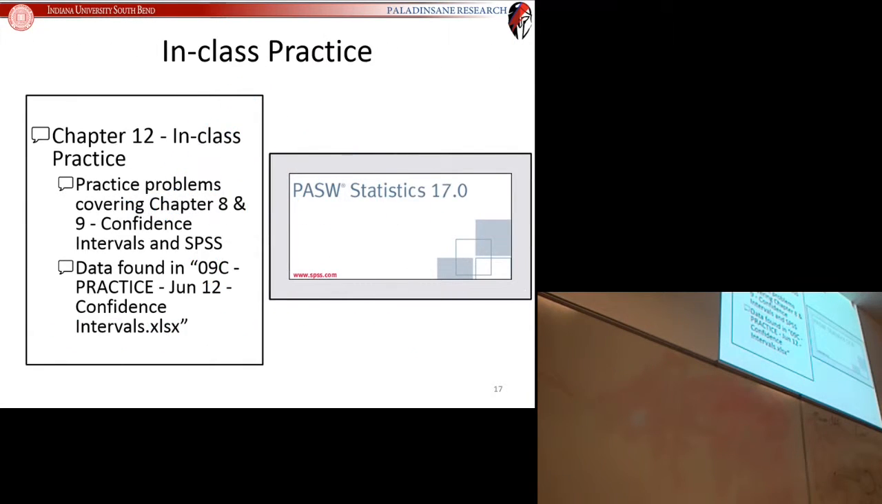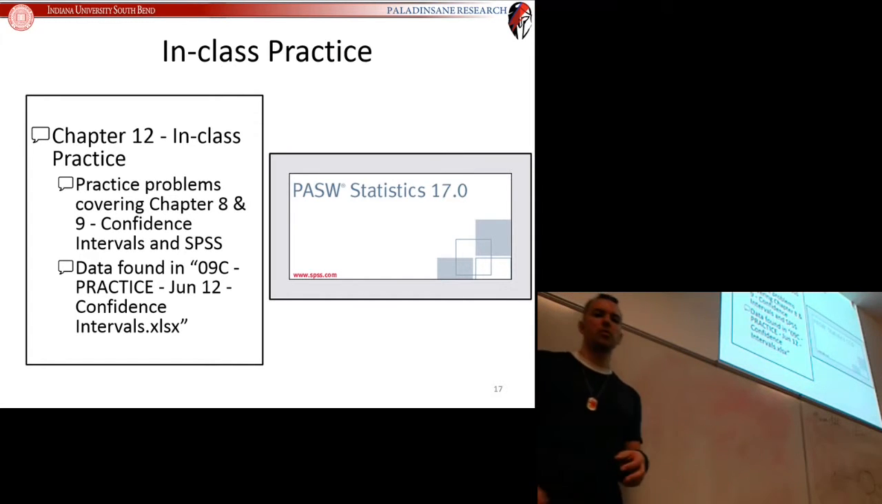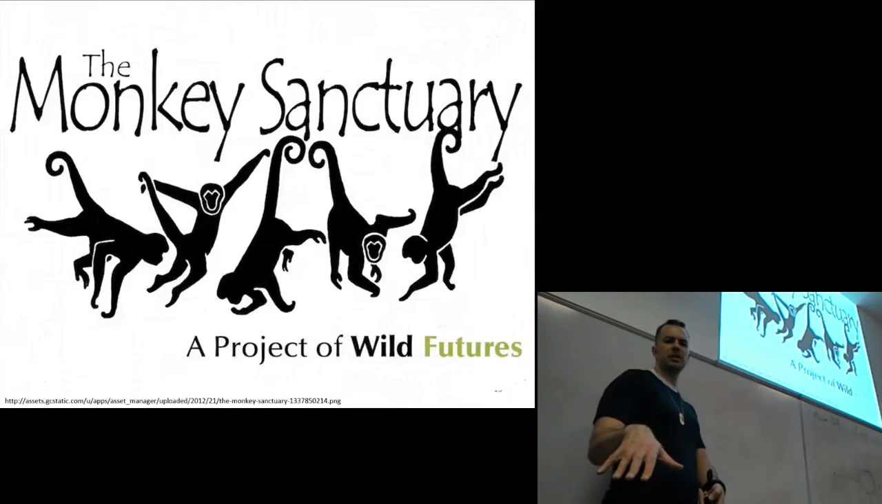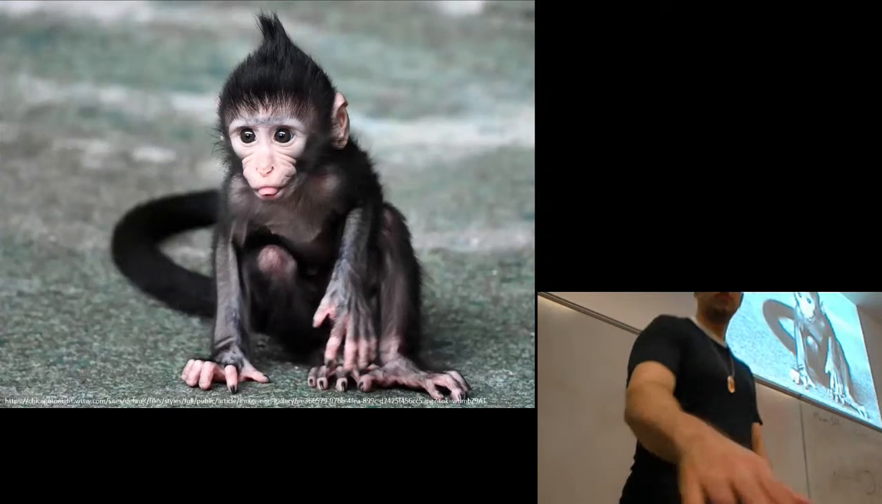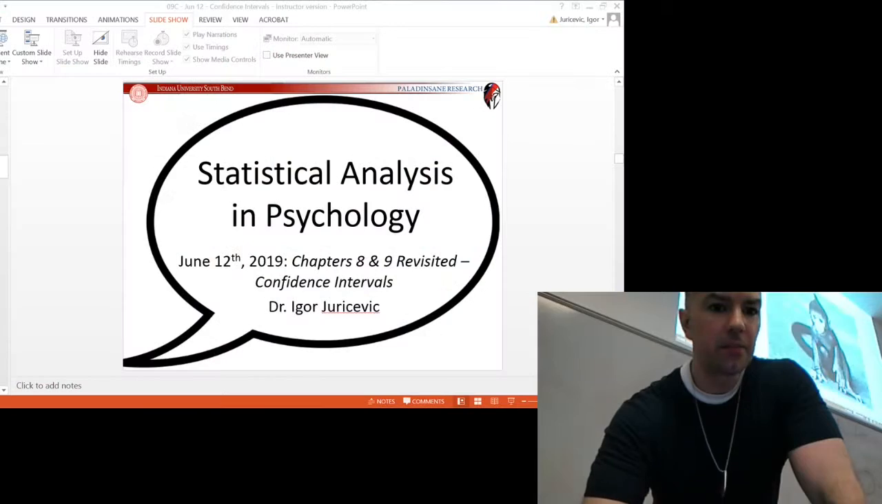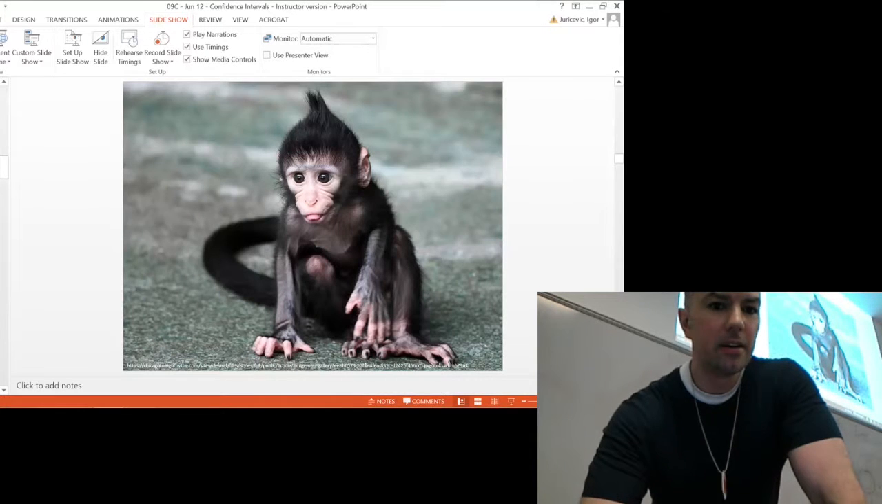All right, so let's get back to doing some calculations. So we are going to go through two more practice problems. We've already done Harlow's monkey sanctuary study. So I think I duplicated that on this. So let me just fast forward by that. Oh no, I didn't duplicate that.